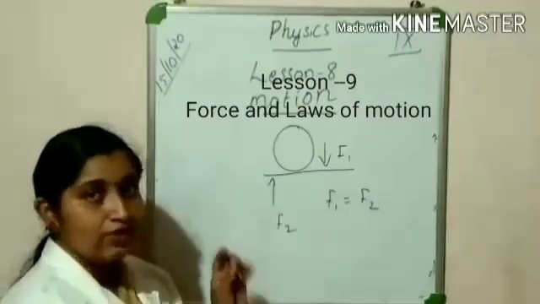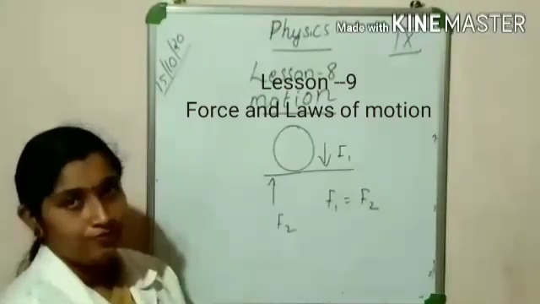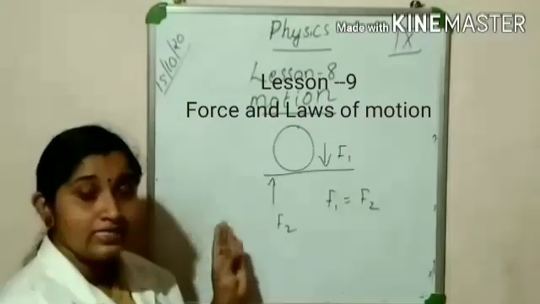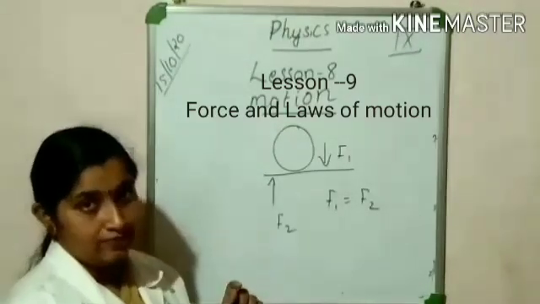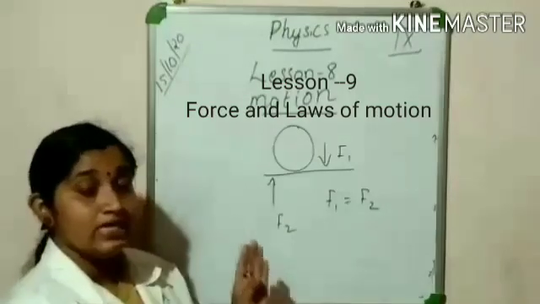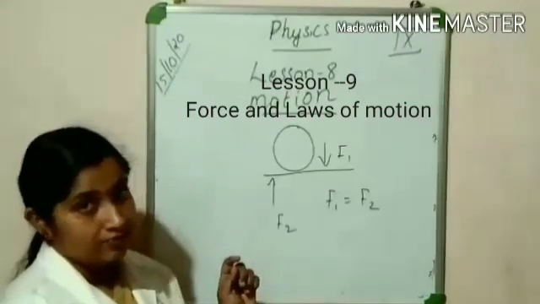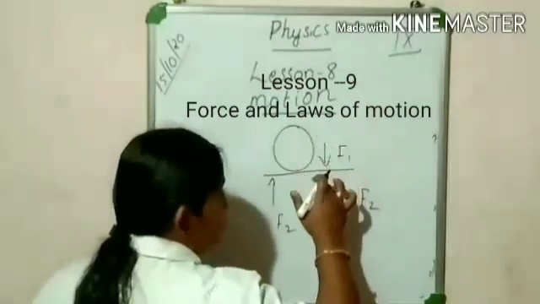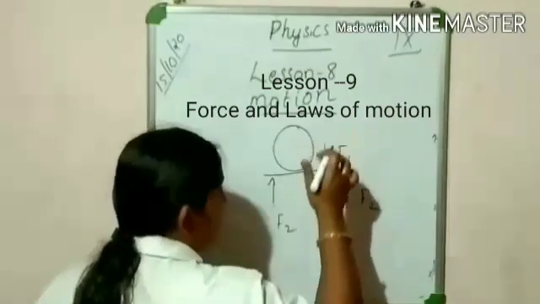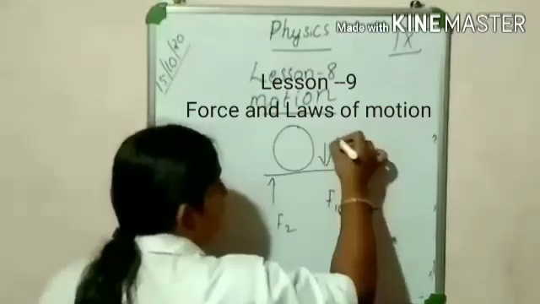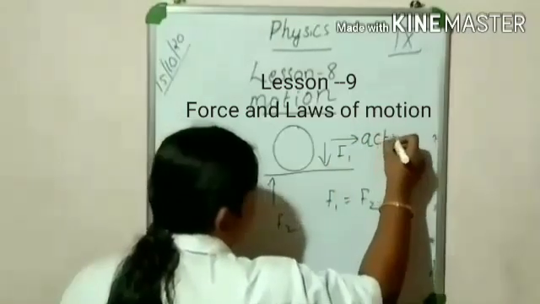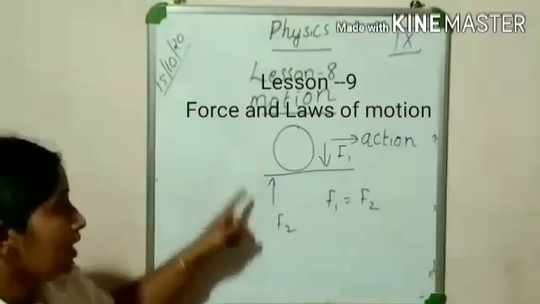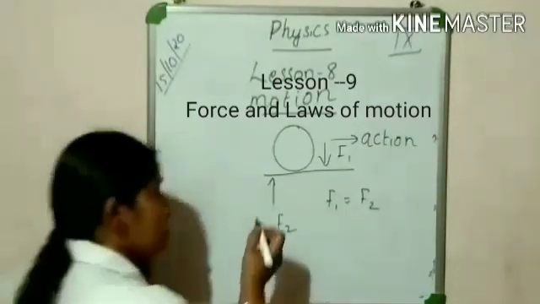From these activities, we state Newton's third law. Newton's third law states that for every action there is an equal and opposite reaction. From this activity, in the first case, the ball applied a force on the table. This force is known as action. In the second case, the force is applied on the ball in the upward direction. This is reaction.